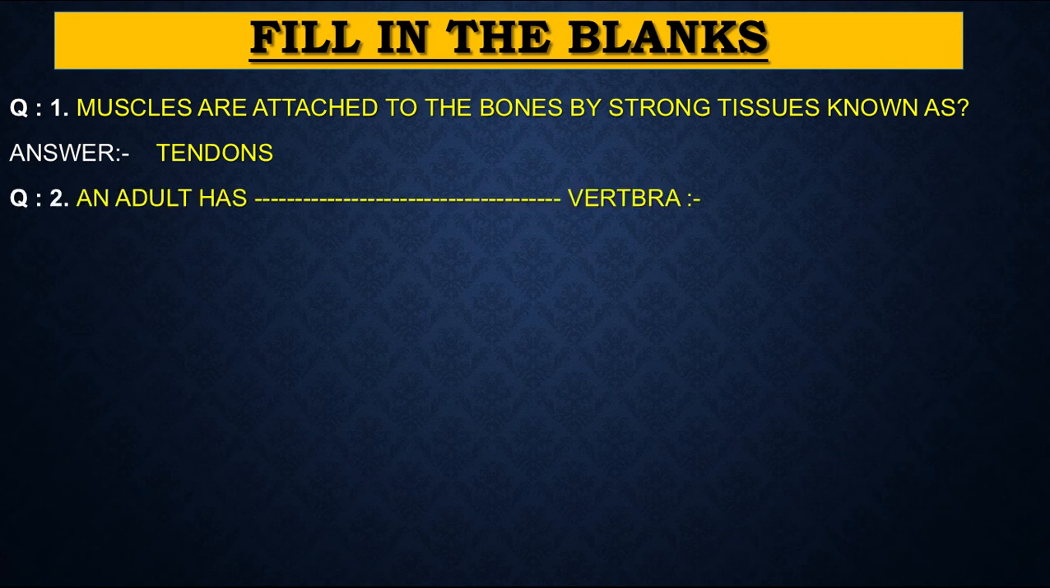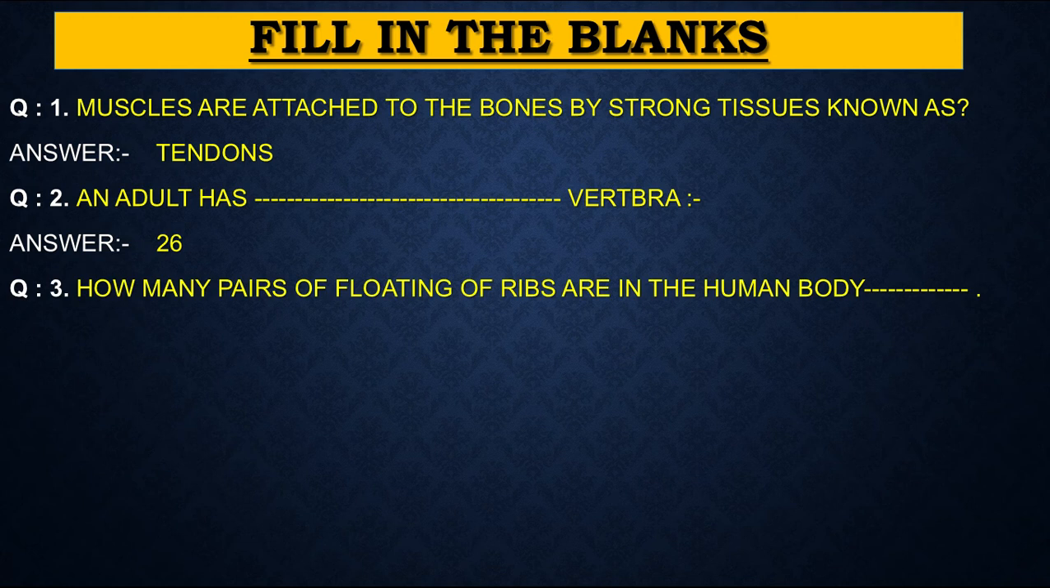Question number 2. An adult has dash vertebra. Answer of this question is 26. An adult human being has 26 vertebrae. Question number 3. How many pairs of floating ribs are in the body of human? Answer of this question is 2. There are 2 pairs of floating ribs in the human body.